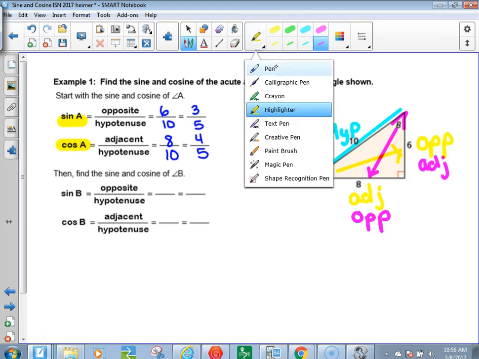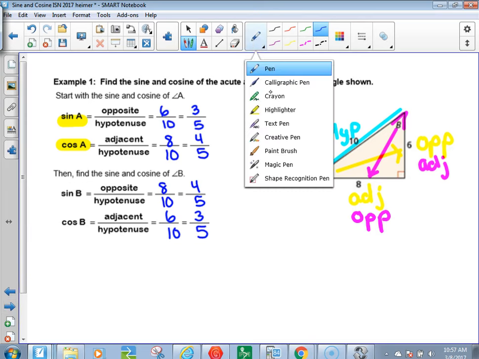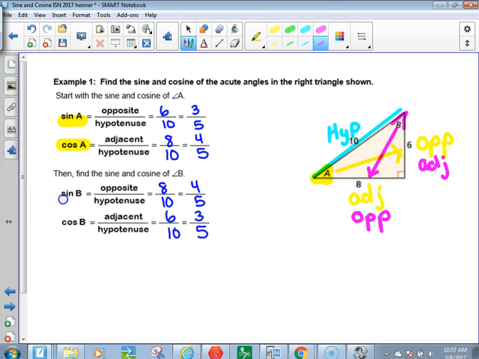So now I'm ready to write the ratios for angle B. The sine of B would be the opposite leg to angle B, which is the 8, over the hypotenuse 10. Reduce that to 4/5. Coming from angle B, the adjacent leg is the 6, and the hypotenuse is 10, so 6 over 10, and that reduces to 3/5. Okay? So you just have to pay attention to what angle you're coming from when you name your sides. Right, and I did those all in the pink.